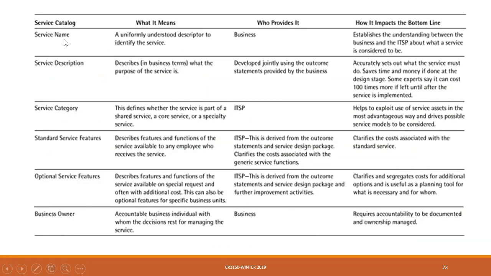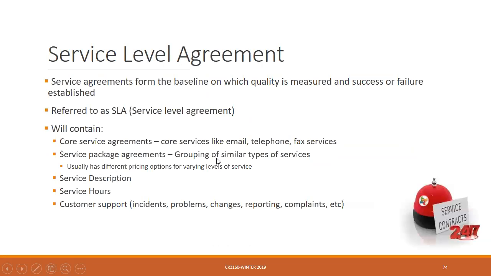So in the service catalog, we've got some definitions here: service name, service description, category. I'm just going to leave that to you. I think that's pretty obvious what that's all about. I'm not going to read a lot of stuff off that. Lastly, I think this is kind of like the last slide there, right? The service level agreement, which also I think you referred to in CR1260. I hope you remember it.